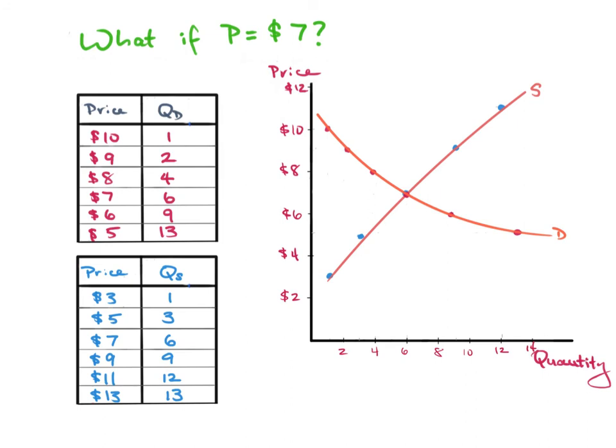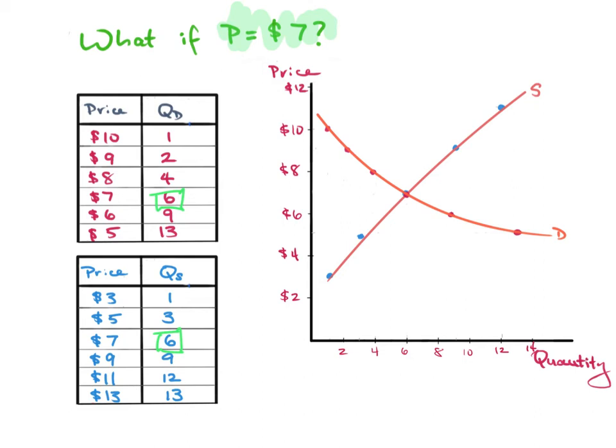Here's my graph again, and what happens if the price is $7? I picked $7 because here at $7, the quantity supplied is 6. Quantity demanded, I take that back. Quantity demanded is 6. Quantity supplied is also 6.